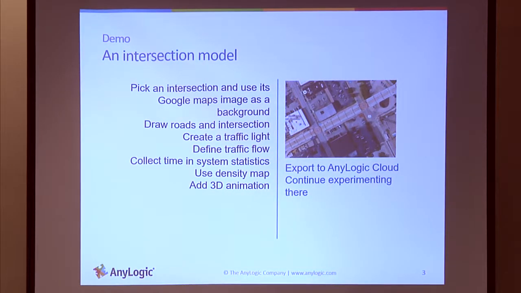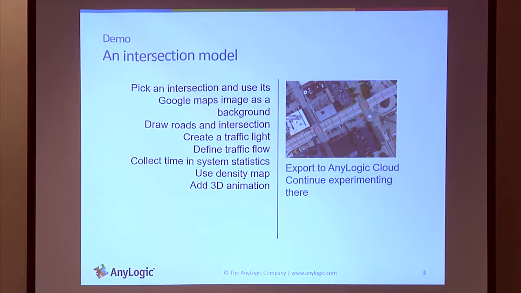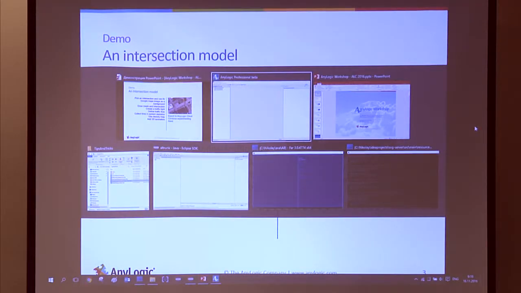Okay, the first model in which we will demonstrate the new road traffic library is an intersection model. I'll pick one of the road intersections nearby. It will be the intersection of Broadway and 2nd Avenue here in Nashville. I'll build a road model over this intersection and show you some features of the road traffic library, and after that we'll export this model to AnyLogic Cloud. So let's switch to AnyLogic.